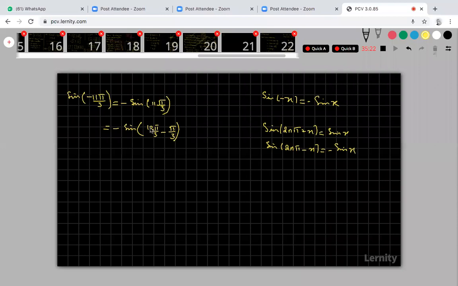So therefore I am going to write in this form of 2n pi. I am taking this as 12 pi by 3. After cancelling this, I will get 4 pi. So therefore minus sine of 4 pi minus pi by 3. By this formula, 2n pi minus x is minus sine x. So sine of 4 pi minus pi by 3 is minus sine pi by 3. This is minus into minus, plus sine pi by 3. What is sine pi by 3? That is 60 degree. Sine 60 degree is root 3 by 2.